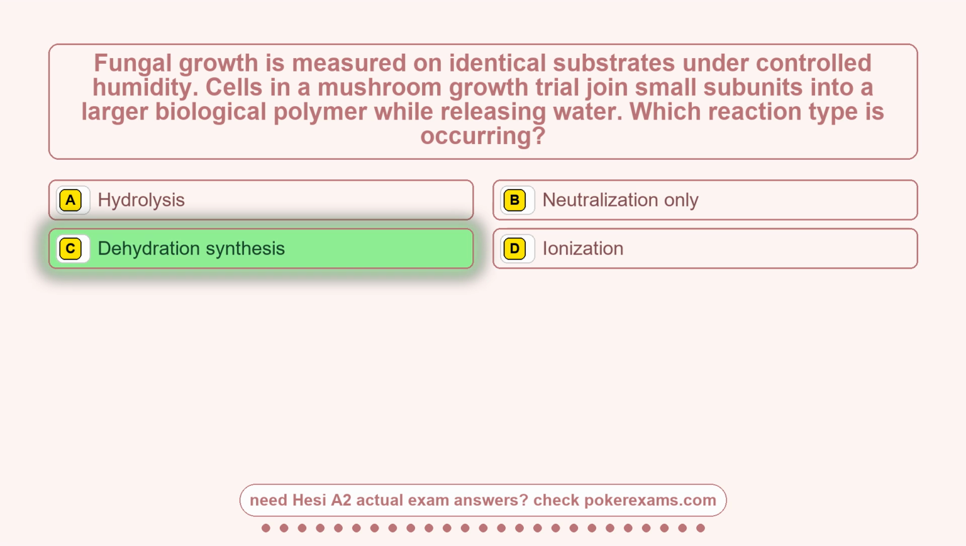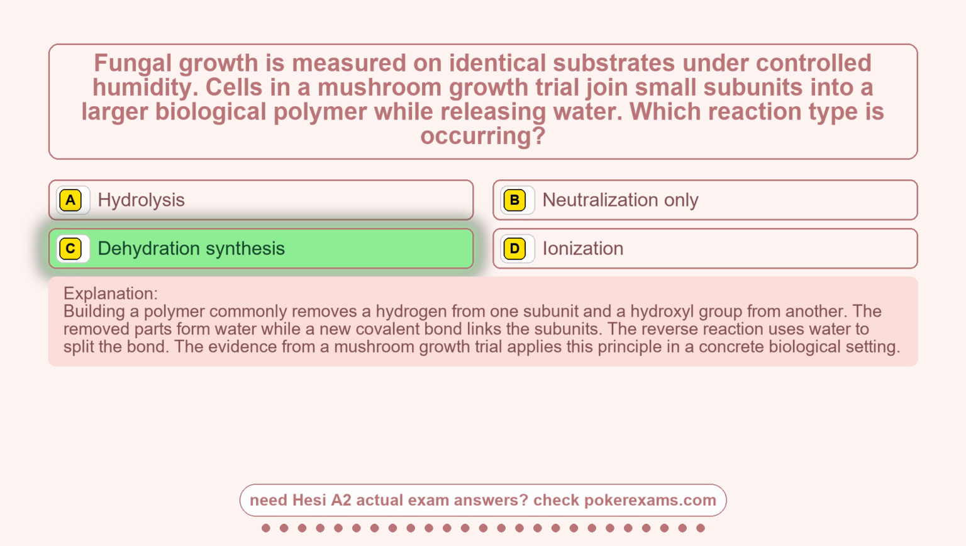Dehydration synthesis. Building a polymer commonly removes a hydrogen from one subunit and a hydroxyl group from another. The removed parts form water while a new covalent bond links the subunits. The reverse reaction uses water to split the bond. The evidence from a mushroom growth trial applies this principle in a concrete biological setting.